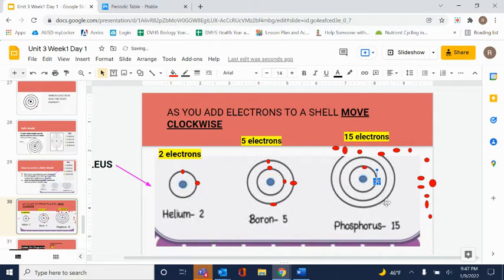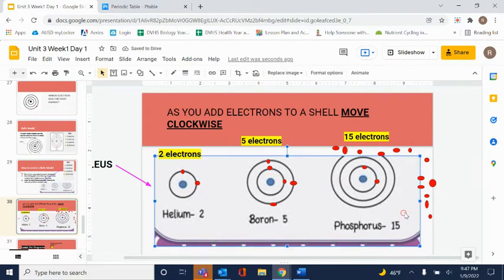Now I have 13 more electrons I need to place on here. So I'm going to go to the second ring, and I know that it can hold 8 electrons. I will need all 8 spaces this time.